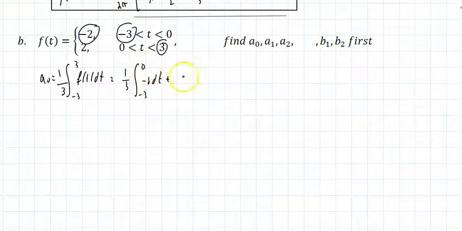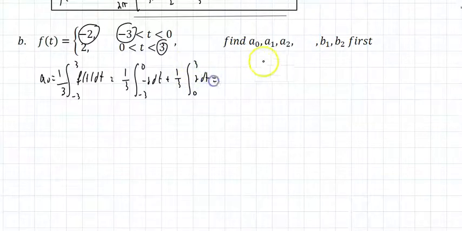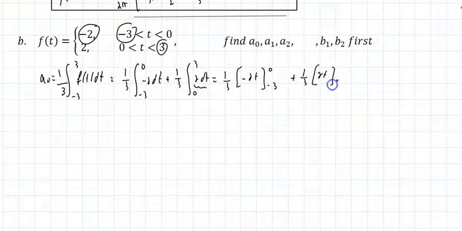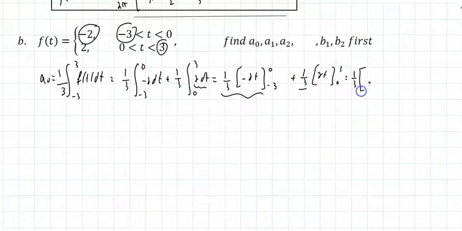Plus, you could write that out again if you just want to use two separate integrals, from 0 to 3 of 2 dt. That's going to be 1/3 times negative 2t evaluated from negative 3 to 0, plus 1/3 times 2t evaluated from 0 to 3. So this works out to be, again, I'm going to take the 1/3 out of it. I think that's easier that way.